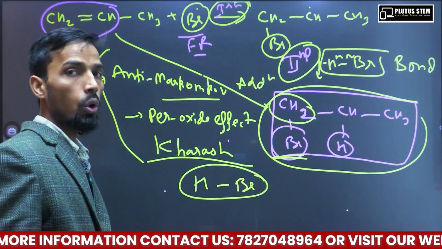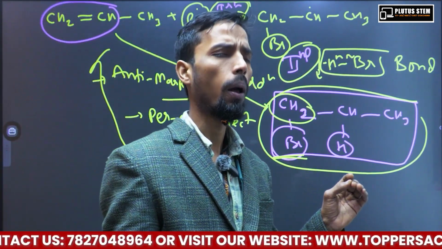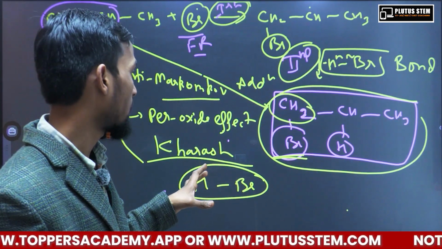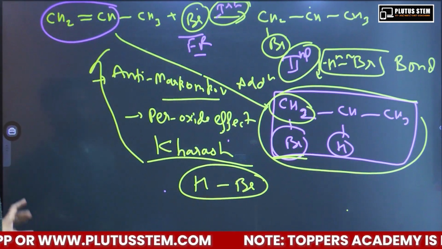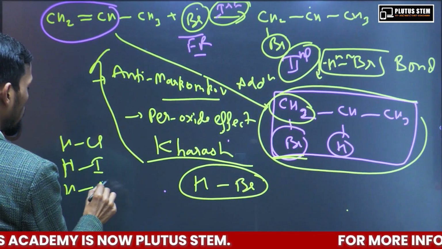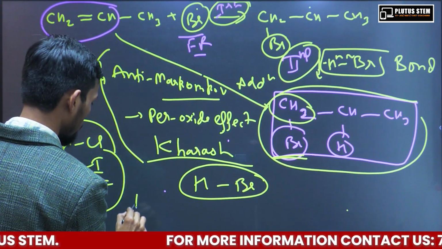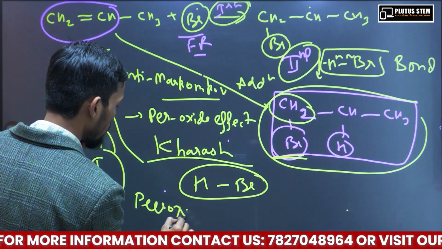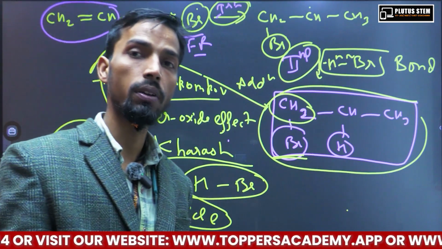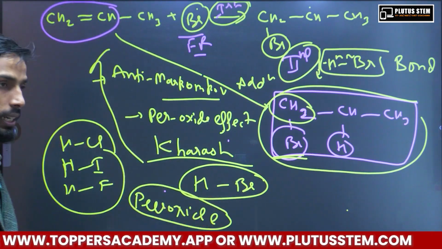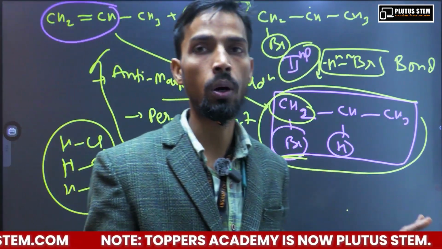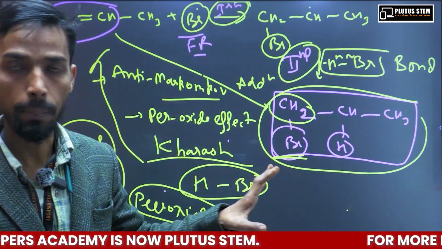So the peroxide effect will work only for HBr. No other reaction is going to follow this peroxide effect, like HCl, HI and HF. If we are adding peroxide with them, they will not follow the free radical mechanism. Instead, they will follow the electrophilic addition reaction. Either they will not take part, or if they take part in the reaction and some product is formed, they will follow the simple rule.